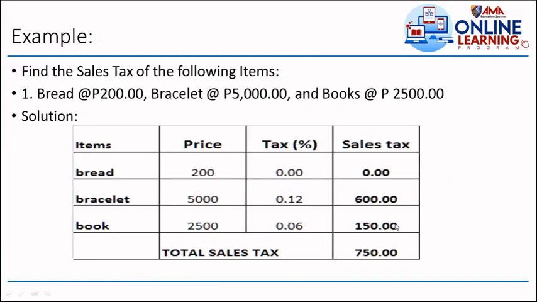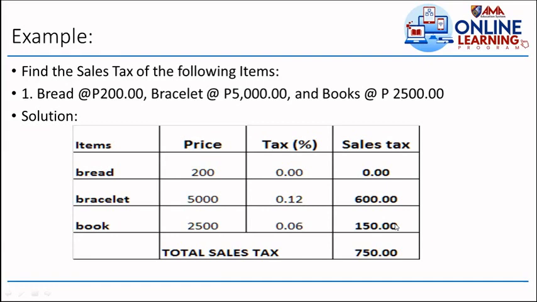So, example here, find the sales tax of the following items. Okay? For the bread at 200 pesos, halimbawa bumili ka, tapos bracelet at 5,000 pesos, and books at 2,500. So first, what we're going to do, we're going to compute the total sales tax of the items that we purchased. So in our first column, we have your items, the bread, the bracelet, and the books. Okay? For the second column, we have the price of each item.